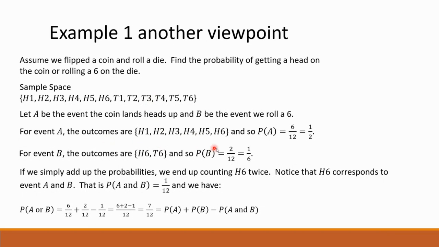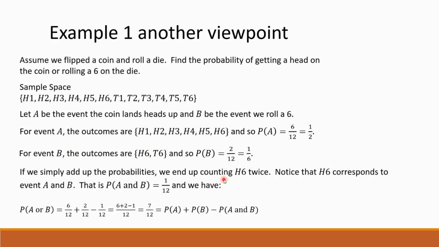Here I'm just illustrating really what I said in words. For instance, for event A, where the coin lands heads up, that's all these outcomes, and there are 6 of them. That's what the probability of this event is. For event B to occur, that's where you roll a 6 on the die. But as I said already, that's these two. So the probability of B is 2 over 12, which is the same as 1 over 6.